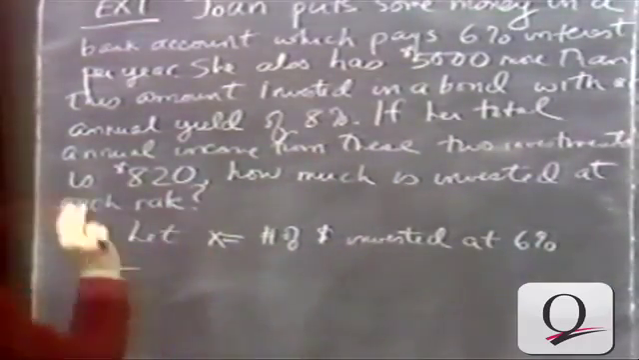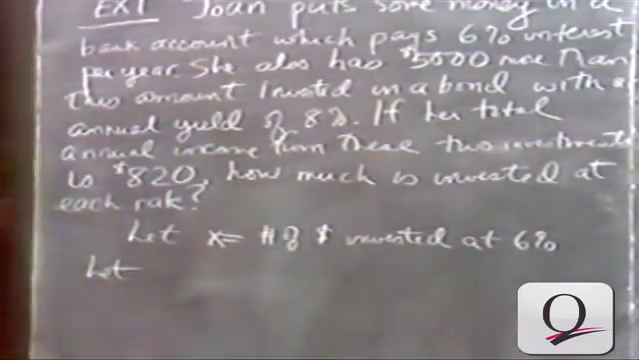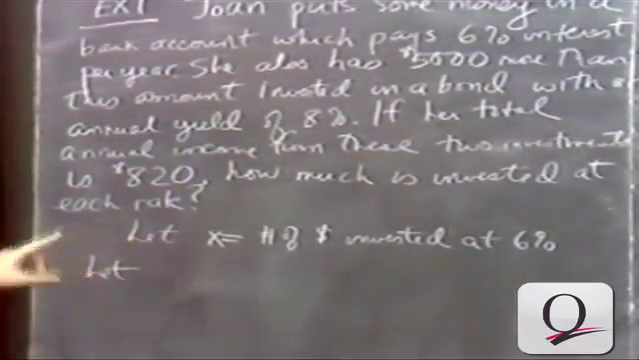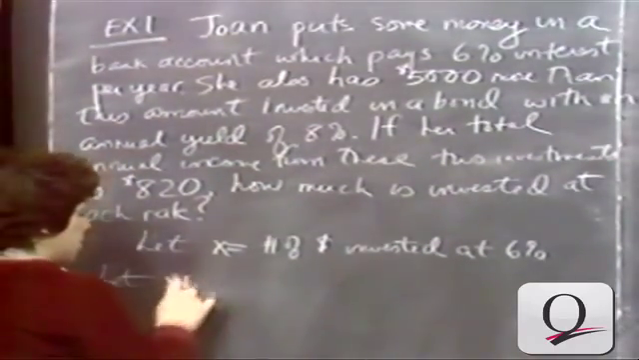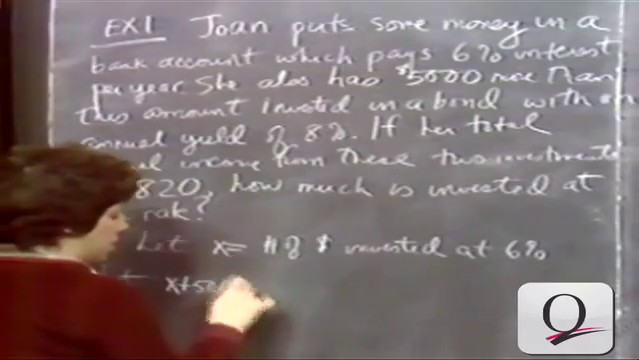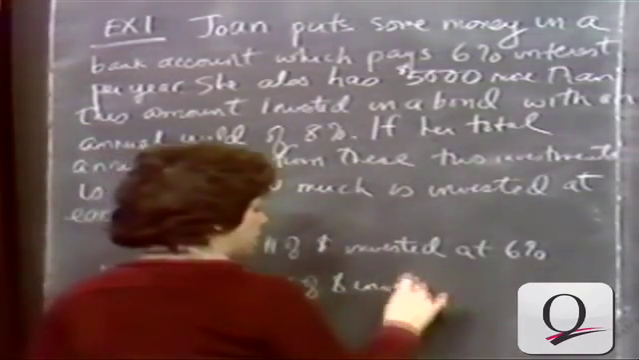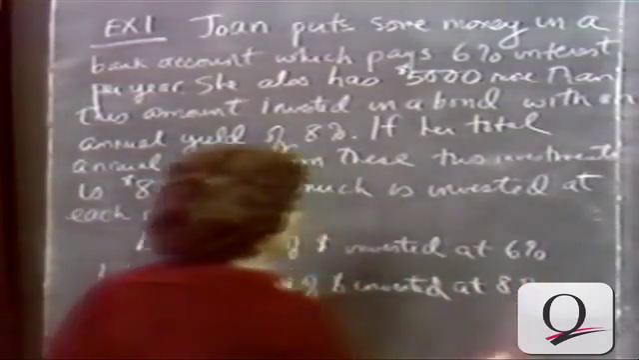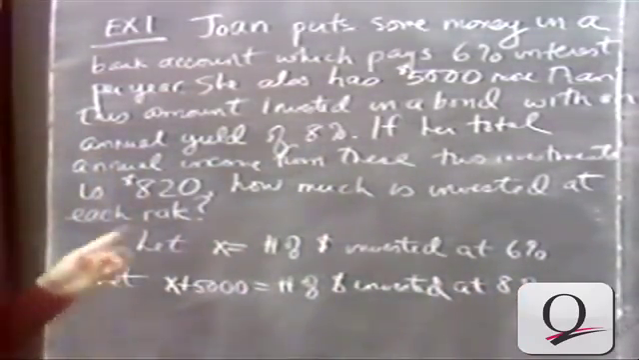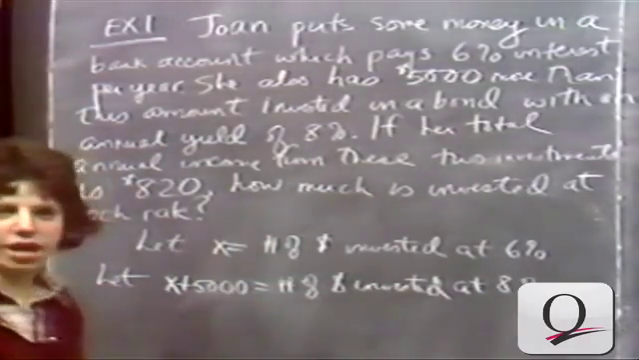Now we are told that she has $5,000 more than this amount. That is $5,000 more than X invested at 8%. So X plus 5,000 is the number of dollars invested at 8% in the bond. Okay, a certain amount at 6% and 5,000 more than that amount invested at 8%.